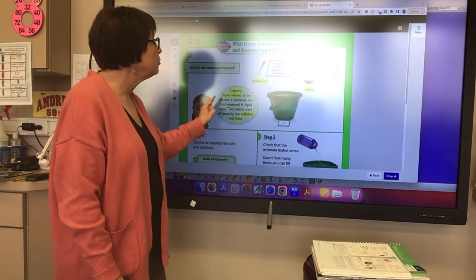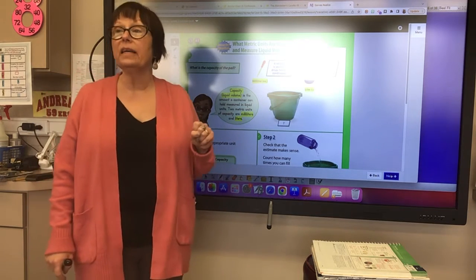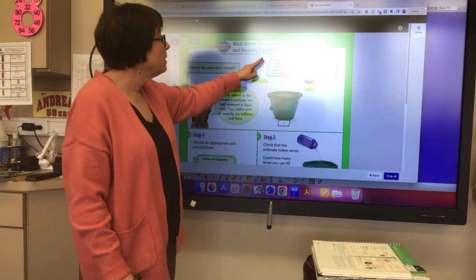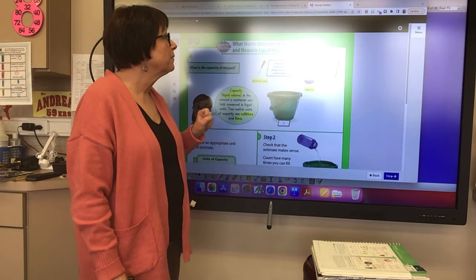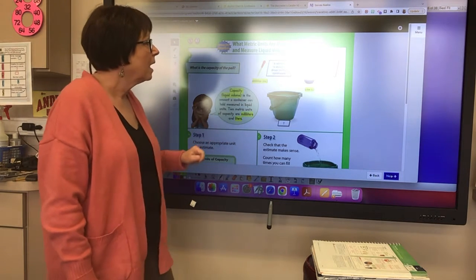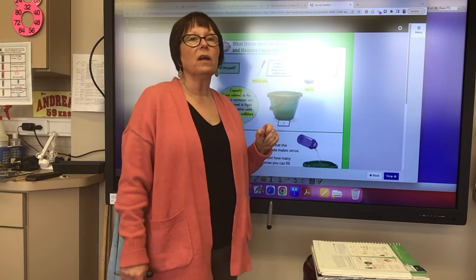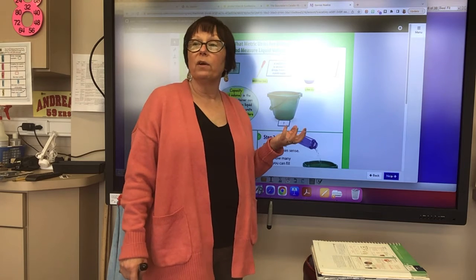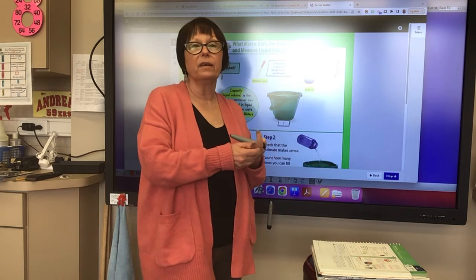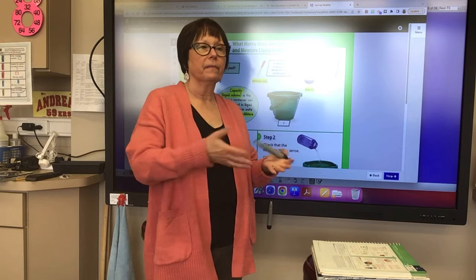Two metric units of capacity are milliliters and liters. So this is a milliliter. A milliliter is about 20 drops from an eyedropper. This water bottle holds about 1 liter. You can get pop in a liter, or you can get it in a 2-liter bottle. Whose mom or dad buys liters or 2-liter bottles of pop? The ones that are like that.